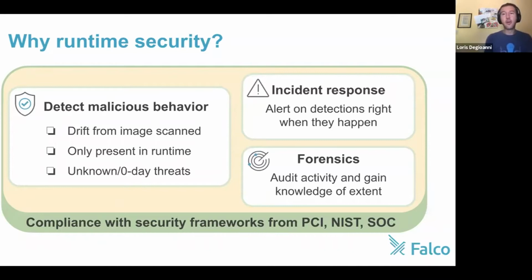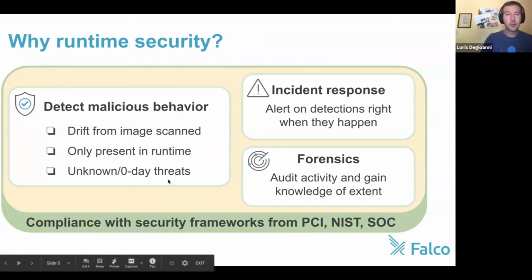Runtime security is an integral starting point for things like incident response or forensics. Typically, your forensics activity, understanding the blast radius of an attack or something like that, always starts essentially from signals and data that are collected during runtime. And of course, runtime is also extremely important in terms of compliance, because frameworks like PCI, NIST, or SOC essentially depend very much on understanding what's happening while your containers, your applications are running.